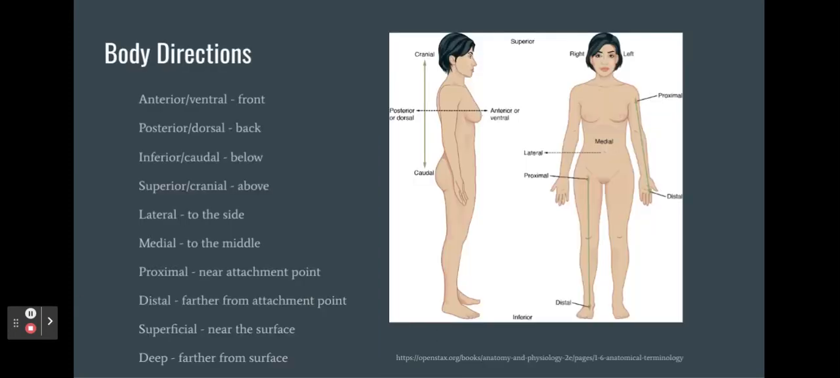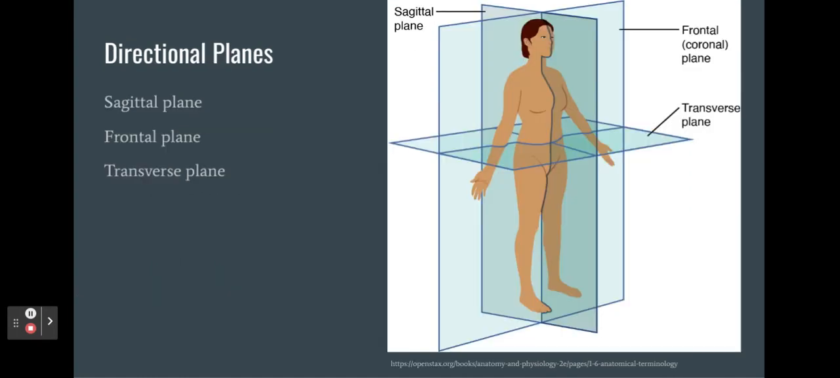The use of standardized directional terms in anatomy allows for the common understanding of where structures are located on the body. This slide describes body directions using an image from the text. You should be able to use these terms correctly. Another way to describe positions on the body is through the use of directional planes. The sagittal plane divides the body into left and right sides. The frontal plane divides the body into anterior and posterior, and the transverse plane divides the body horizontally into upper and lower portions.